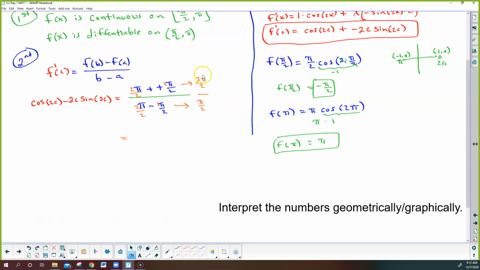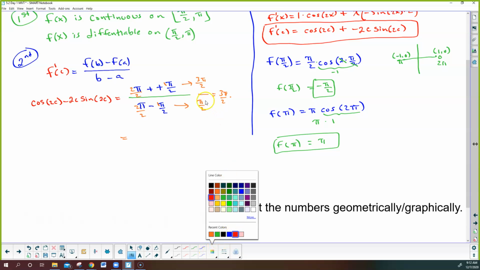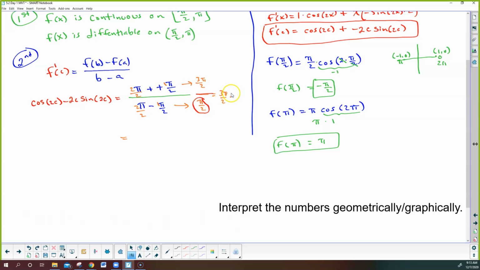But now notice what happens. I've got a fraction divided by a fraction. So I'm actually going to change this part right here. Instead of dividing by pi over 2, I'm going to multiply by the reciprocal, which is super friendly because look what happens. The 2's go away. The pi's go away. And you're left with 3.